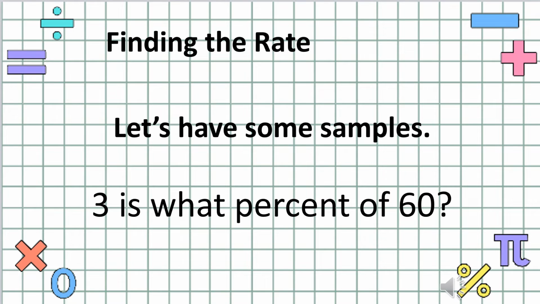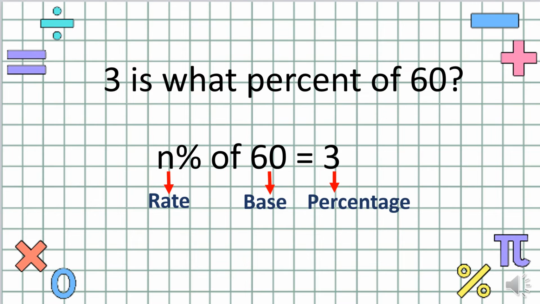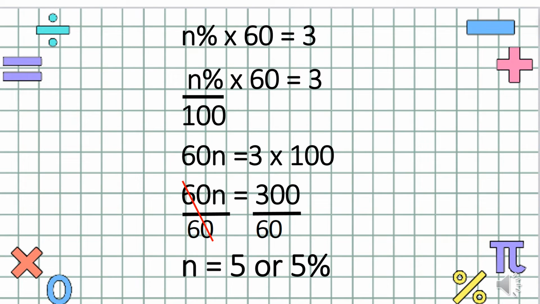Now, let's proceed in finding the rate. So, let's have samples. For example, we have 3 is what percent of 60? So let's make a number sentence for 3 is what percent of 60. That will be n% of 60 is equivalent to 3. N% is rate, 60 is base, and 3 is percentage. Okay, let's compute. So n% times 60 is equivalent to 3. So n% will be over 100. Bakit over 100? Because ang whole ay 100%.